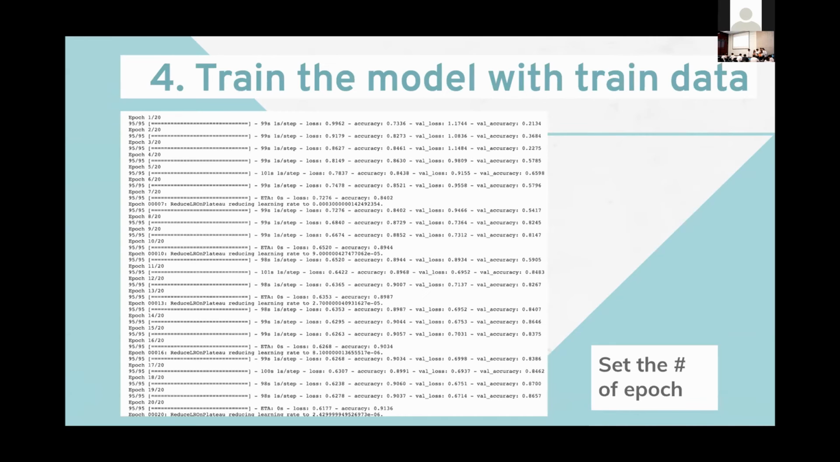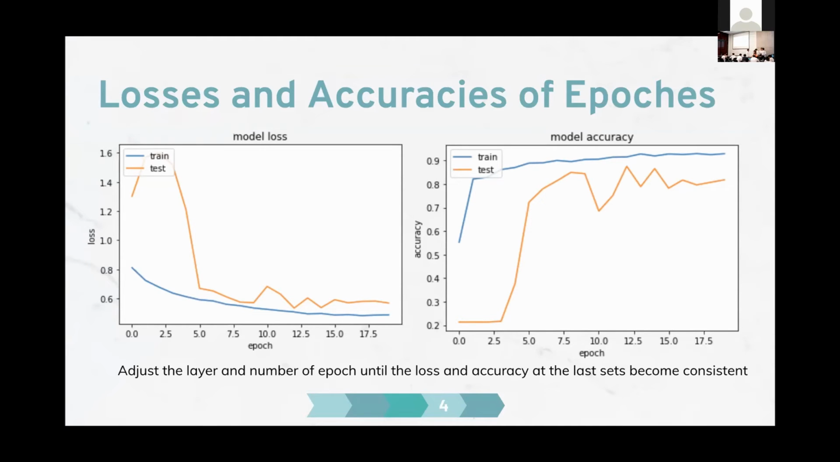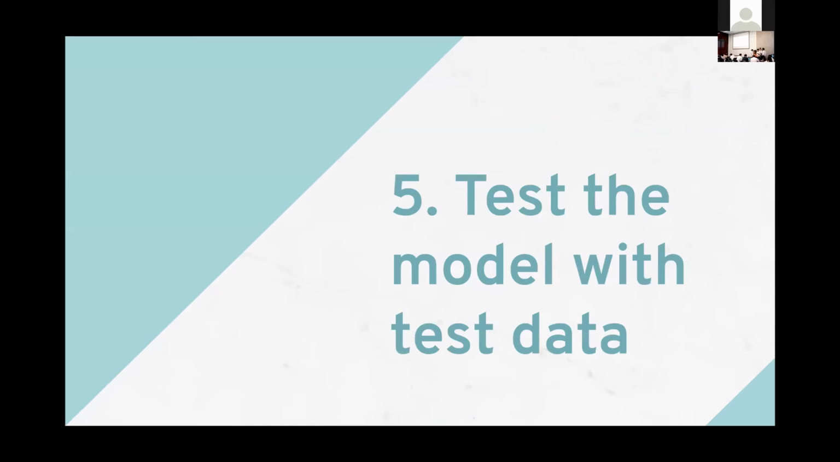So the fourth step of our methodology is we train the model with train data to let it update each parameter, and we set the number of epochs. We need to adjust and fix the number of epochs until the loss and accuracy of each epoch become consistent. As you can see from the graph, our last epochs from 15 to 20 form a linear graph. We then test the model with test data and get our results.